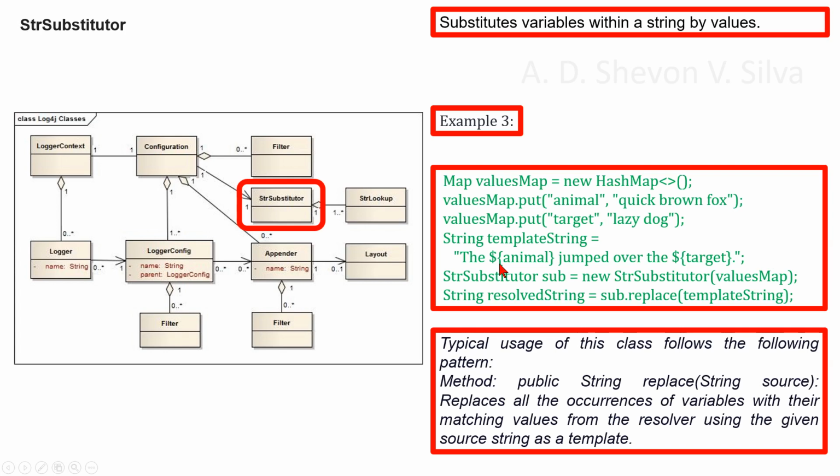After that, the replace method can be called, passing the source text for interpolation. In the return text, all the variable references, as long as their values are known, will be resolved. So this provides: the quick brown fox jumped over the lazy dog.